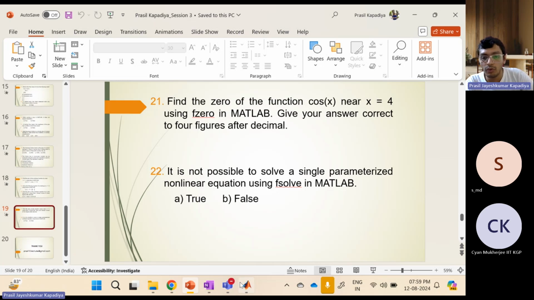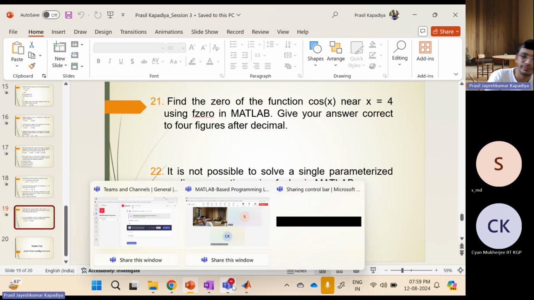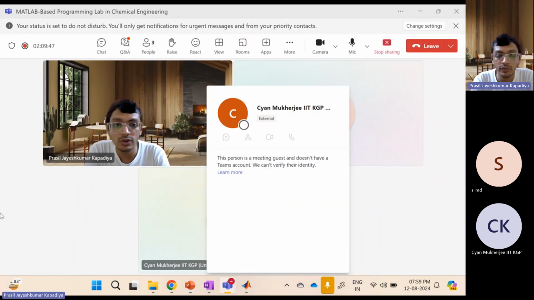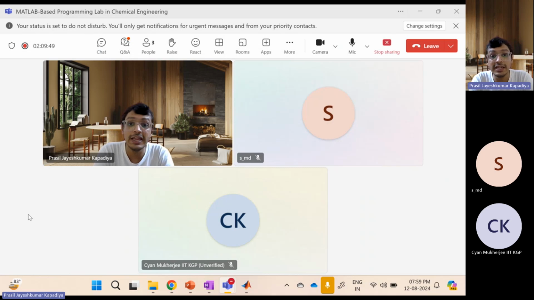Okay, so this is all for today's session from my side. So today what we actually learned, we learned first how to solve the various kinds of equations, like linear equations, non-linear equations.